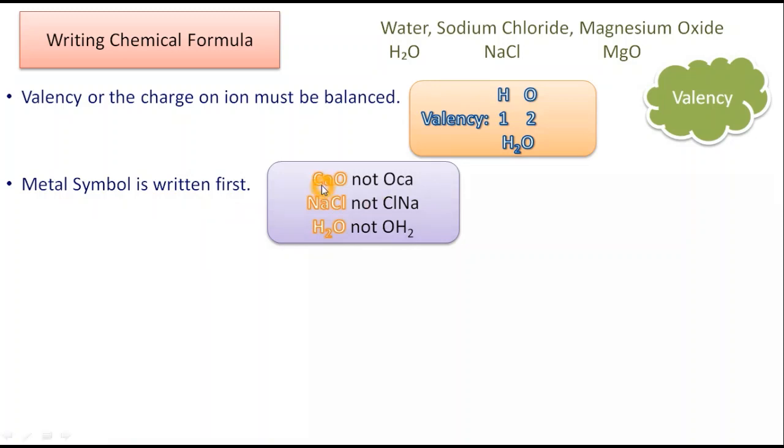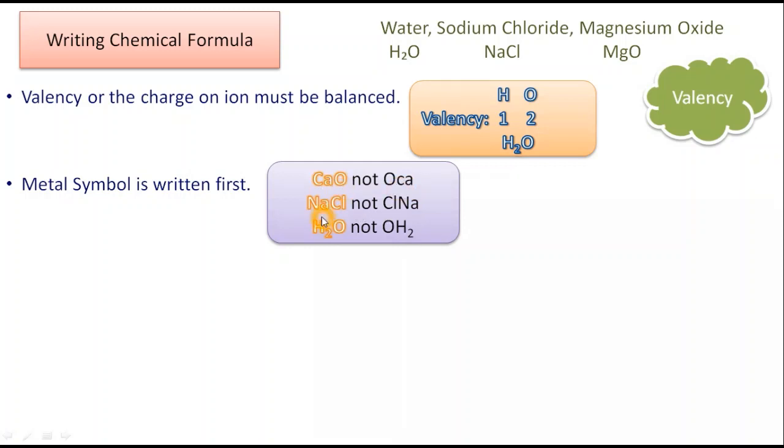So see here, that is why we have written calcium oxide as CaO, not OCa, because calcium is a metal and oxygen is a non-metal, and metals and non-metals form an ionic compound. So basically this is an ionic compound. So we need to write the metal first. That is why calcium is written first, the symbol of calcium, and then the symbol of oxygen is written. That is why it's not written as OCa, it's written as CaO.